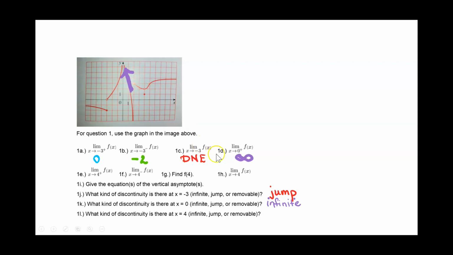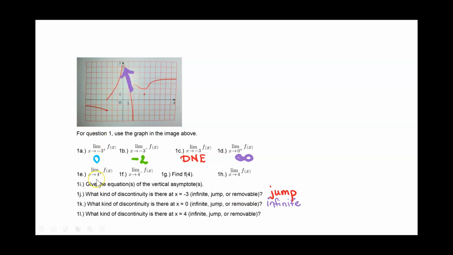Now you'll also notice that down here when they ask about what type of discontinuity this is, infinite, jump, or removable. For -3, we said there was a jump in the graph because you've got to pick up your pencil and jump up here to continue drawing. And then for 0, we said that it was infinite because, as we just saw, it went to infinity.